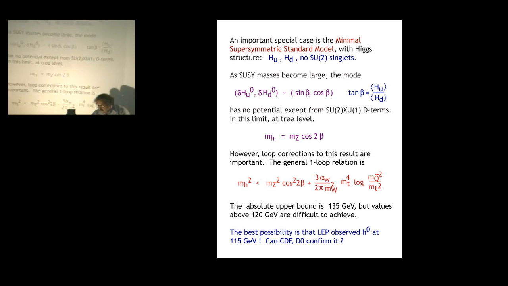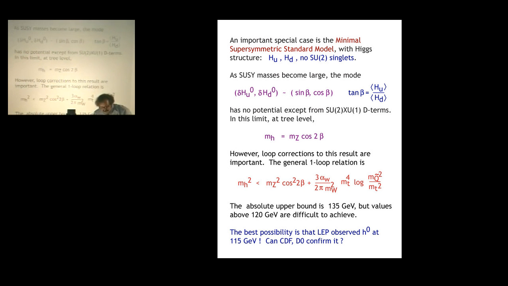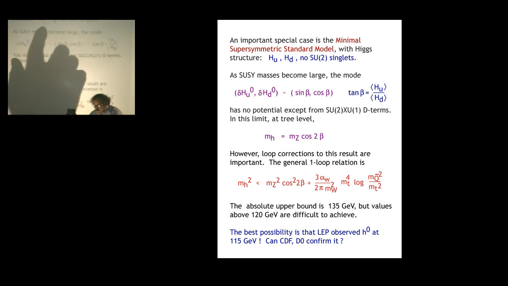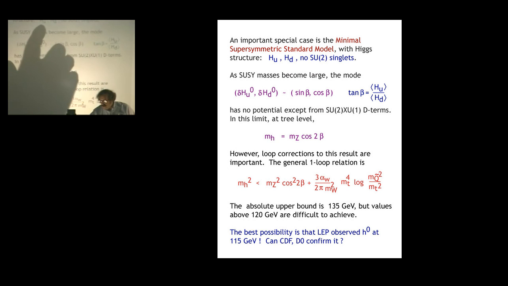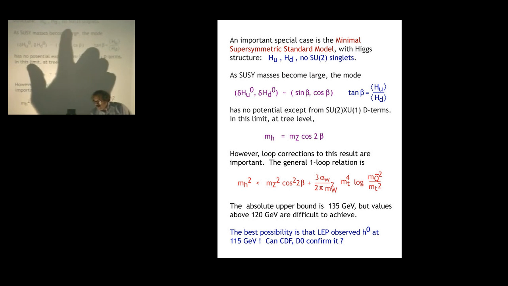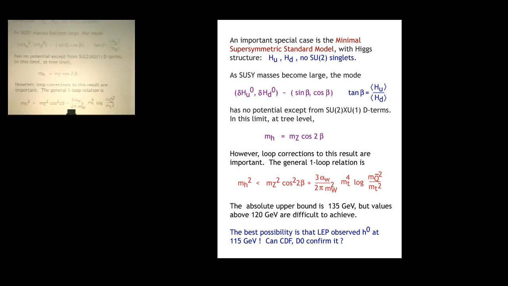Now, a very important special case is the minimal supersymmetric standard model. In this model, there's actually, well, let me define that model. That's a model which is supersymmetric, which has a Higgs structure of a Higgs for the up quarks, a Higgs for the down quarks, and no SU2 singlets. In that model, there's a very special structure to the Higgs potential. As the supersymmetric masses become large, you get the simplest case.